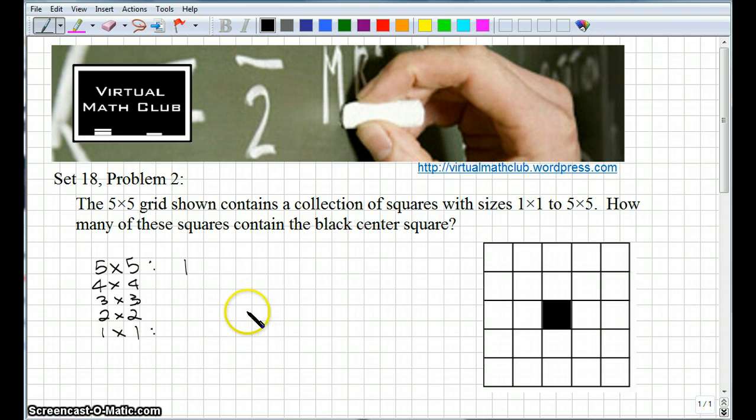So let's look at each one of those categories systematically. Now we've already done 5 by 5, right? And it's really easy to do with 1 by 1s too. If you look at all these 1 by 1 squares, only one of them contains the black square, and that's this one. So we'll just put down a 1 for that one as well. Let's go ahead and do 4 by 4 squares.